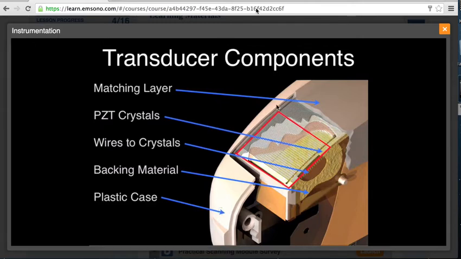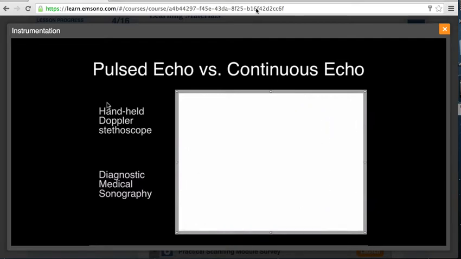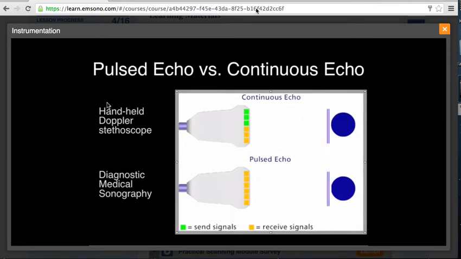And then it's going to be housed in a plastic case. In these ultrasound modules, we're going to be talking about pulsed echo. And that's different than continuous echo. An example of a continuous echo technology would be the handheld Doppler stethoscope that we're all familiar with in the emergency department, to either listen for pulses in an extremity or to listen for fetal heart rate.